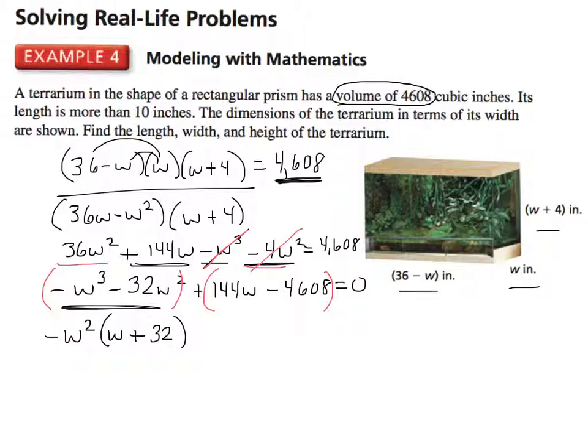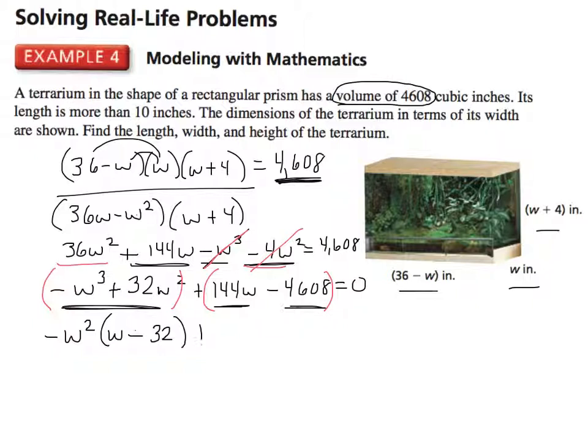And I just realized I made a mistake here. This should be a plus. Yep, my mistake. That happens to all of us. 36W squared minus 4W squared would be 32W squared. And if I take out a negative, then that makes it W minus 32. My mistake.